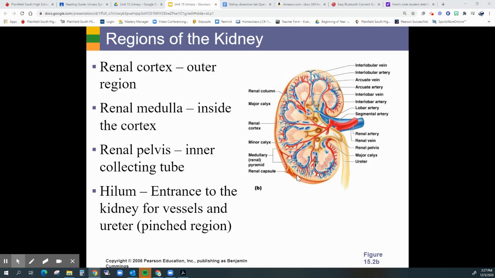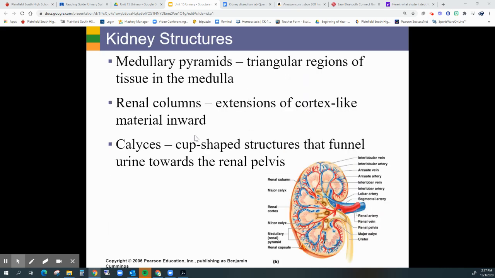There's what's referred to as the hilum. I mentioned that a few slides ago, but the hilum is this little area of the kidney that's pinched in, which gives it its shape. And that's where all of the blood vessels and arteries, as well as the ureter, come in and leave this region here.